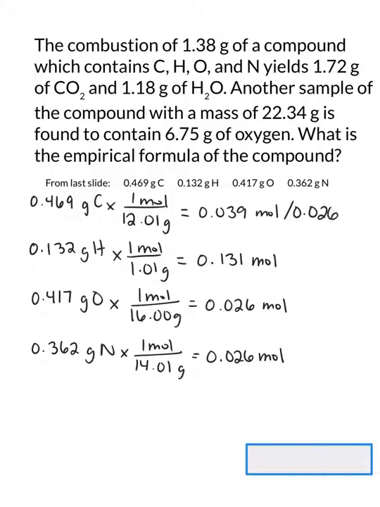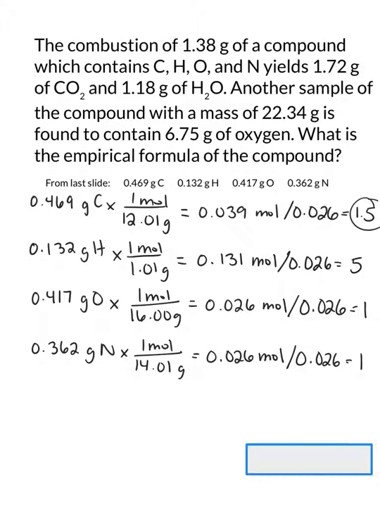So 0.026 divided by 0.026, and we're going to do it again one more time. These guys down here are easy. They are both 1, dividing the same number by itself. The 0.039 divided by 0.026 gives me 1.5. 0.131 divided by 0.026 gives me 5. I have a problem here. Right? This 1.5 I cannot use. I cannot have a decimal as the subscript in an empirical formula.